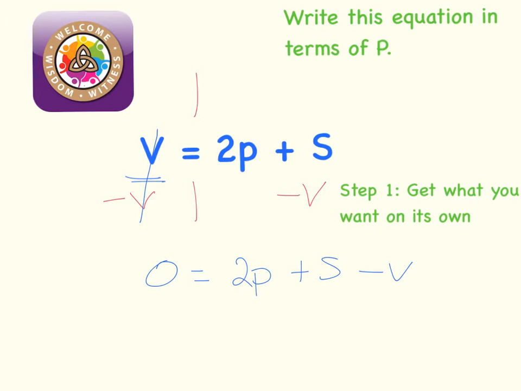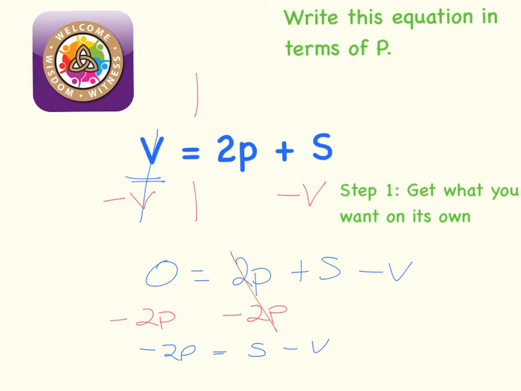So I'm still on that step 1, which is get what you want on its own. Essentially I want the P on this side, but of course right now it's a 2P, but let's focus on getting it on the correct side. How I'm going to do that: it is of course a plus 2P here, so I can just minus 2P on this side of the equals and also minus 2P on this side of the equals. That will help me get what I want on the right side. You'll see that the plus 2P and the minus 2P cancel, and you will be left with, nice and clear cut, minus 2P equals S minus V.